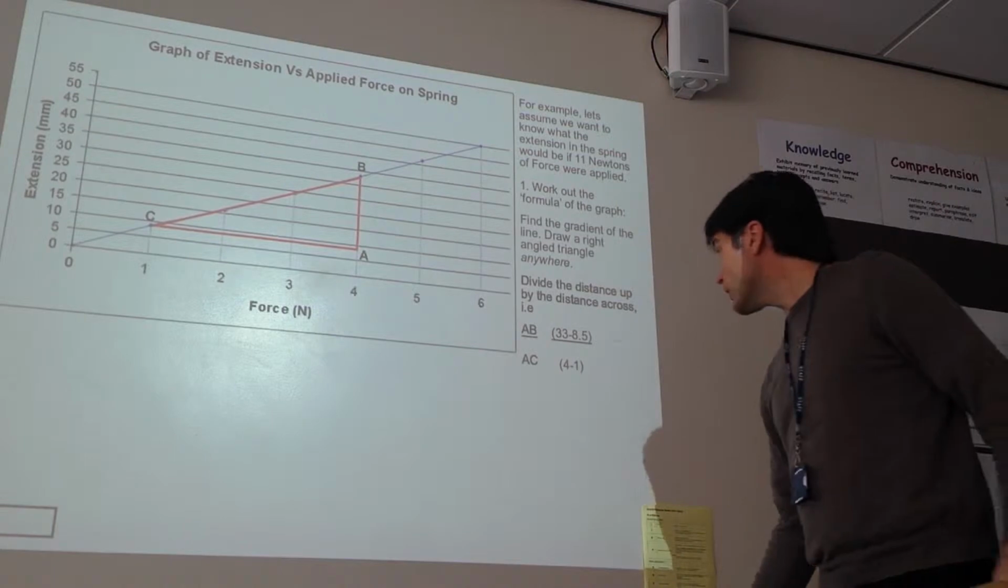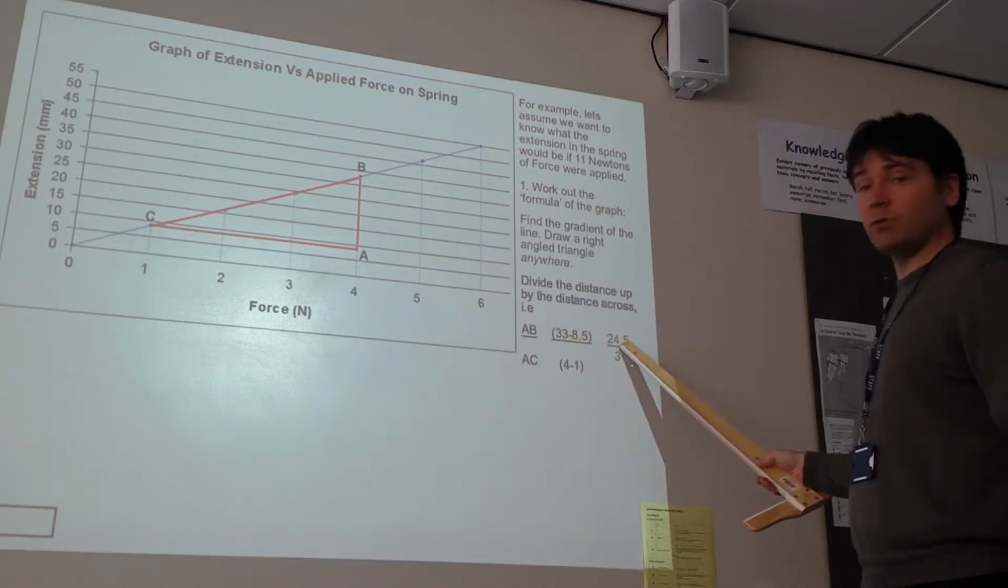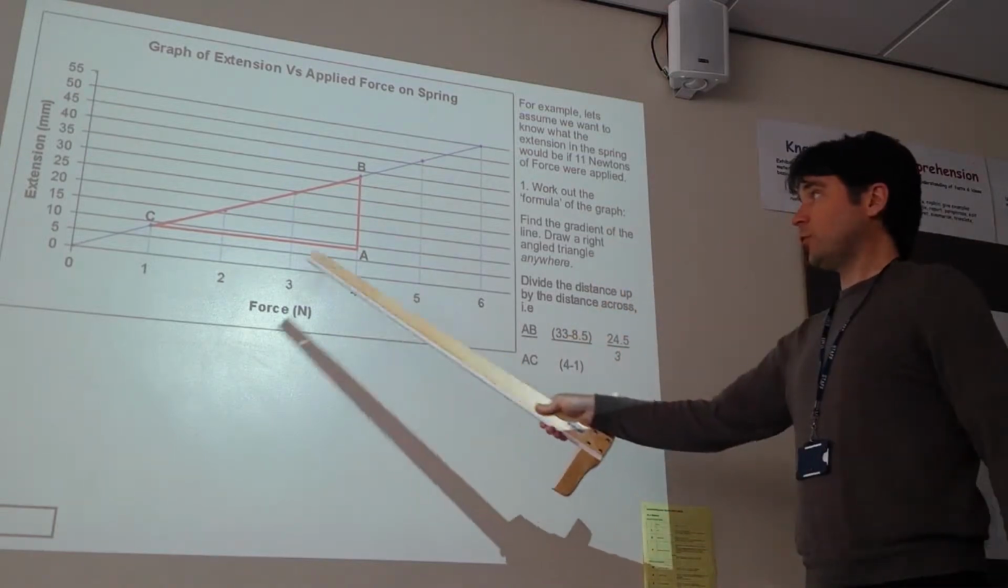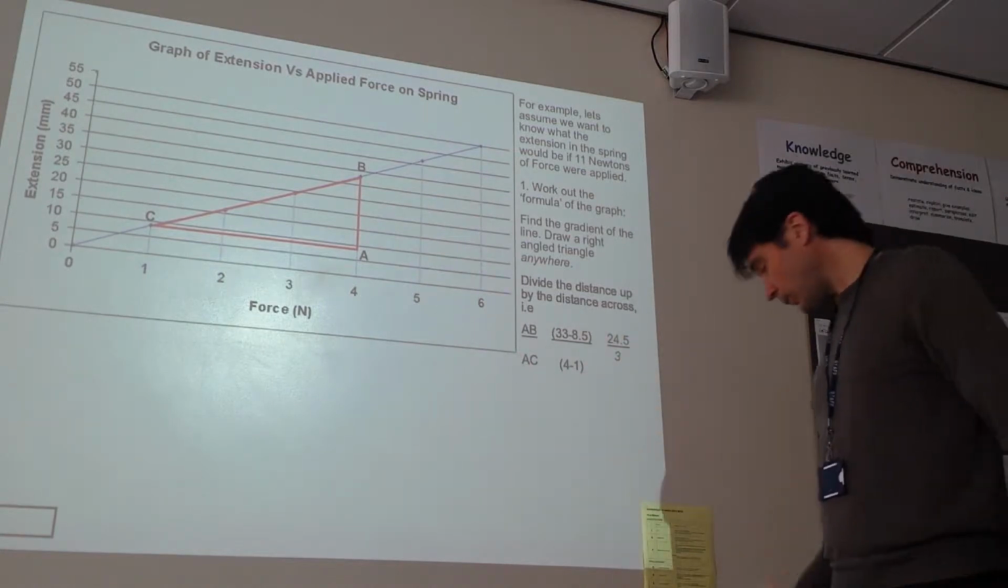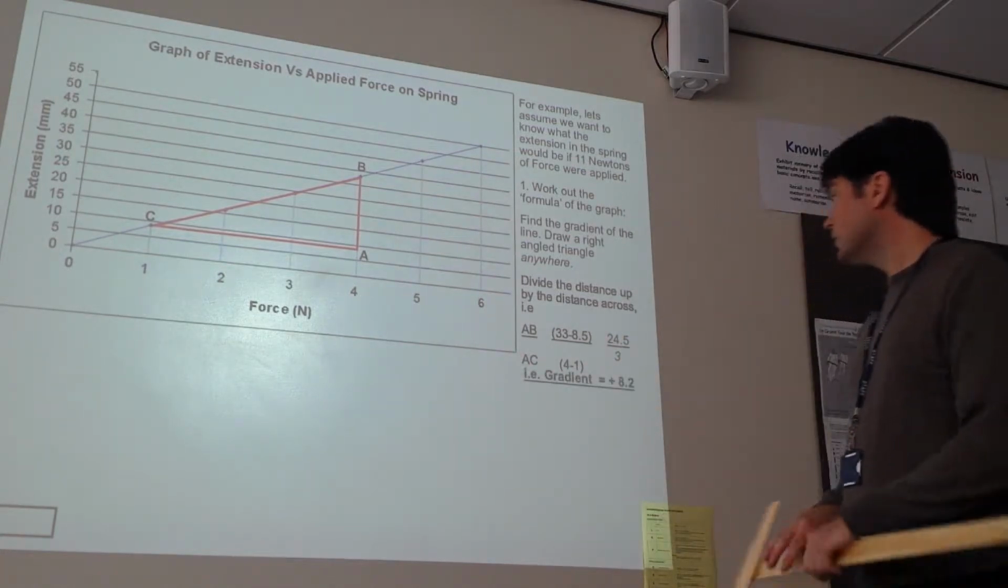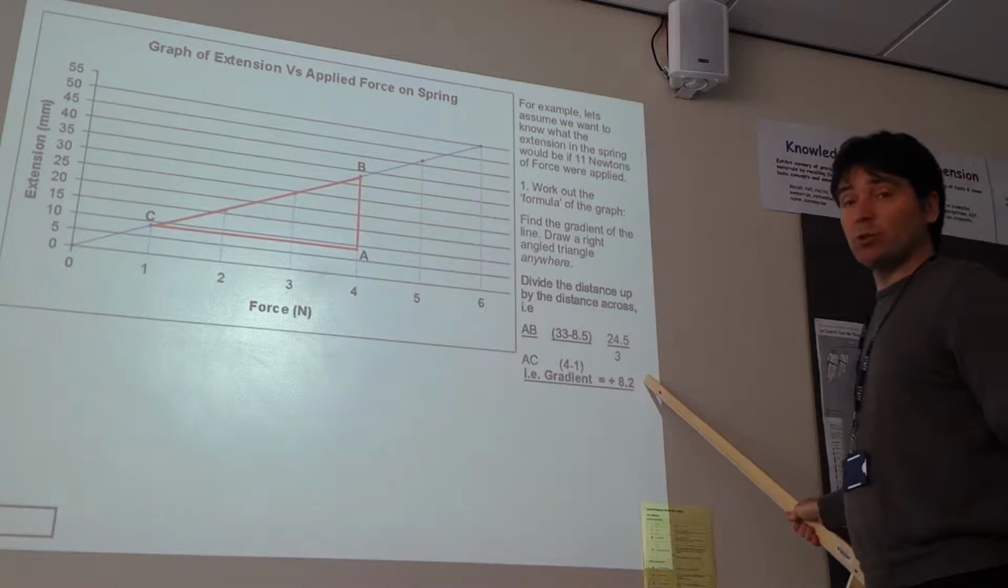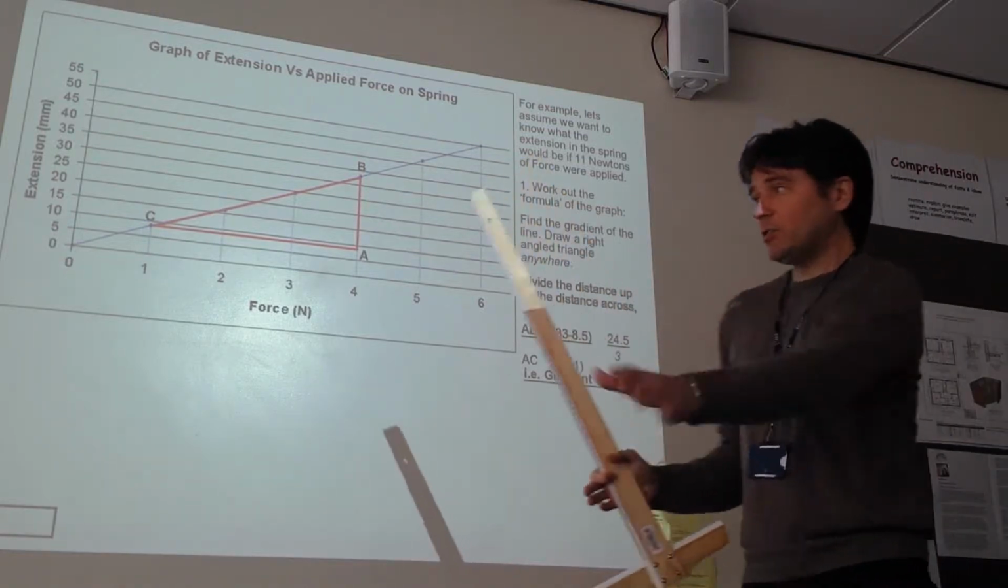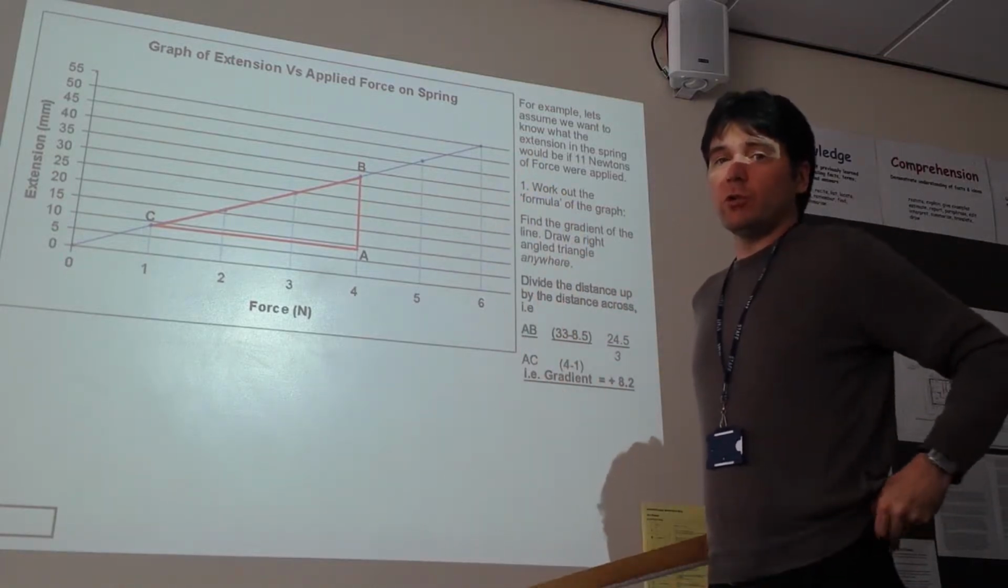So 33 take away 8.5 is 24.5, and of course 4 take away 1 is 3. When we divide that together, we get an answer of 8.2. Right? That's just a regular number. We're going to use that shortly. There's no units to that.